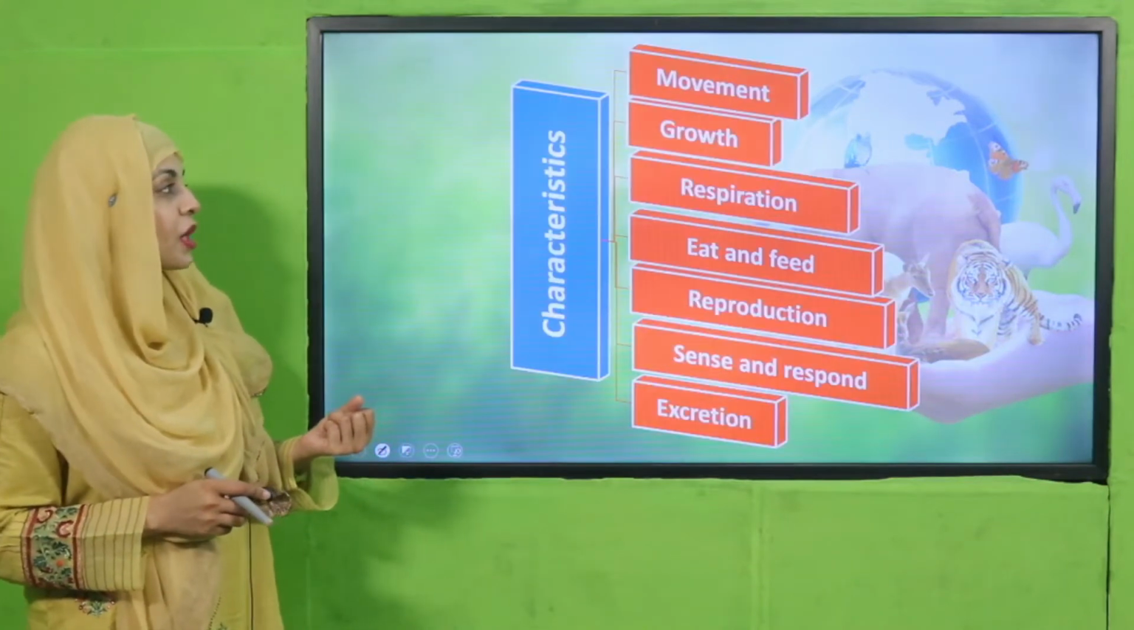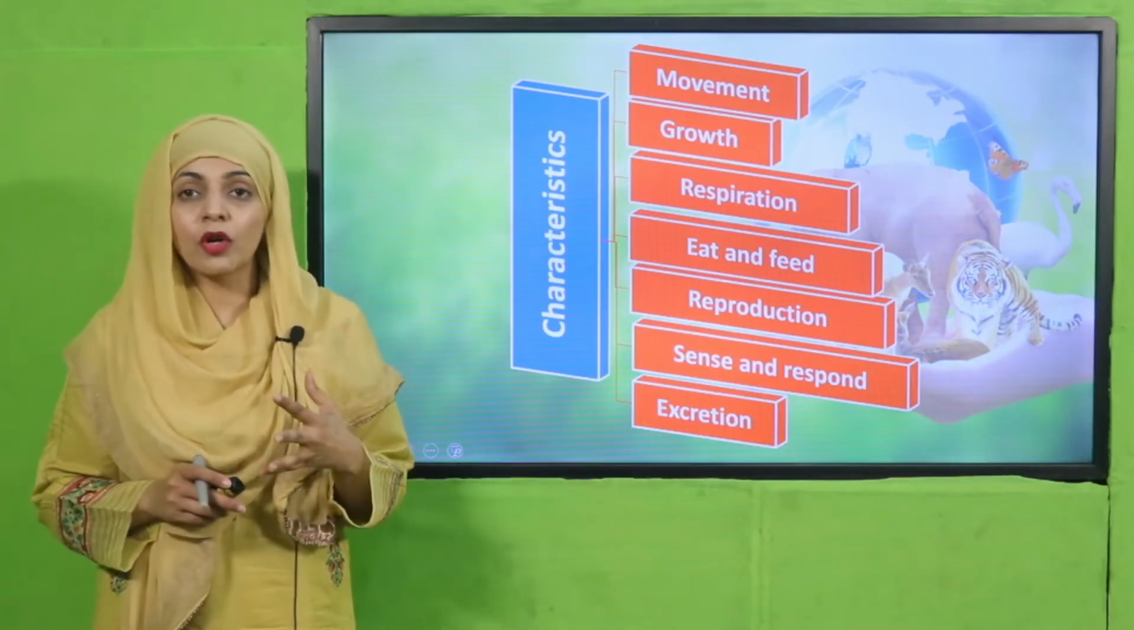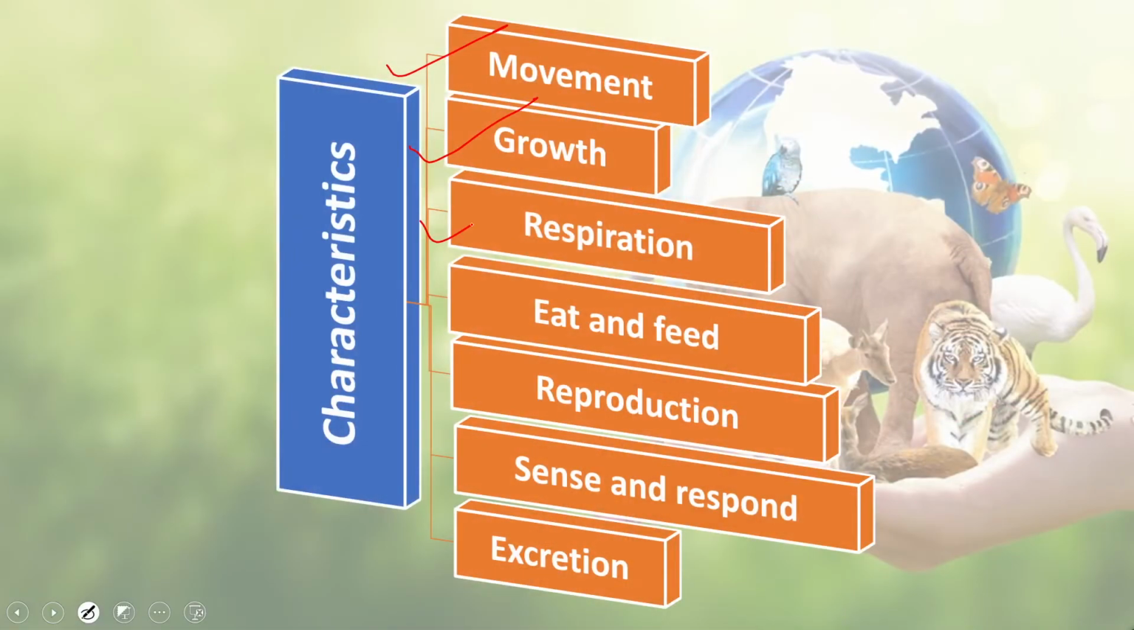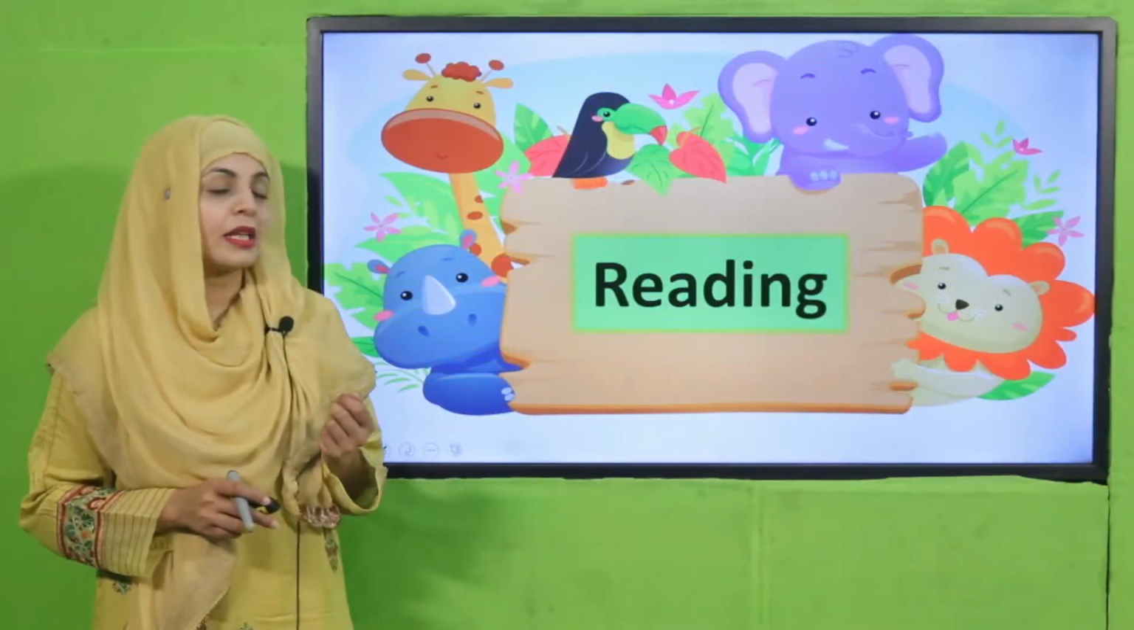So my dear students, the characteristics of living organisms are movement, growth, respiration. Today we will discuss eating and feeding and reproduction, and sense and respond and excretion; these are the characteristics of living things. So my dear students, now let's start the reading.